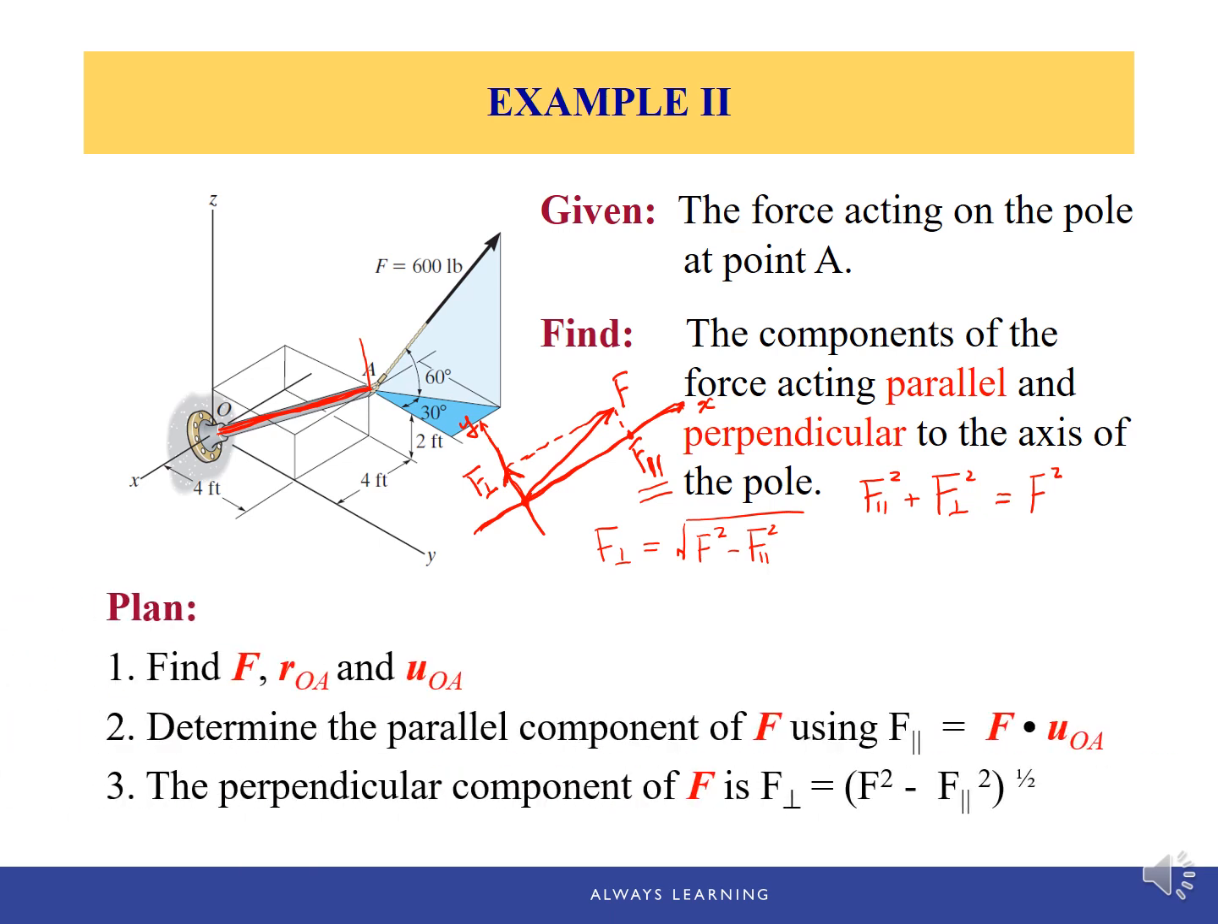Okay, so here are the steps. First, we need to find the force vector, the RAO, and UAO, because we're going to use F dot UAO to find the projection or the component of this force F along the given OA direction. After we find that projection along the given direction, we can find the perpendicular component by using the square root of the difference of the squares.